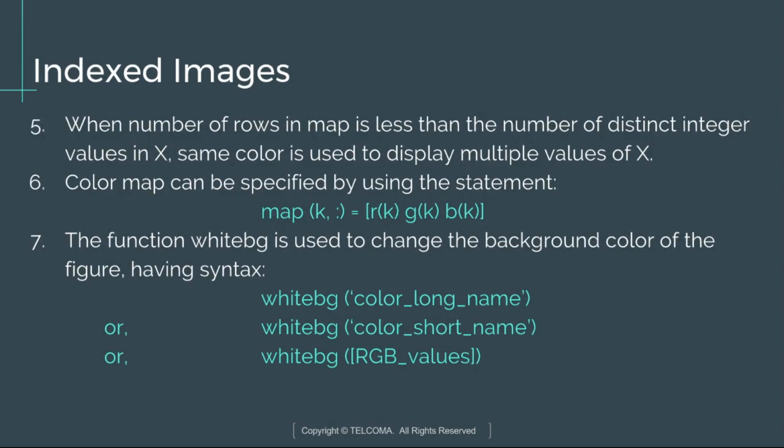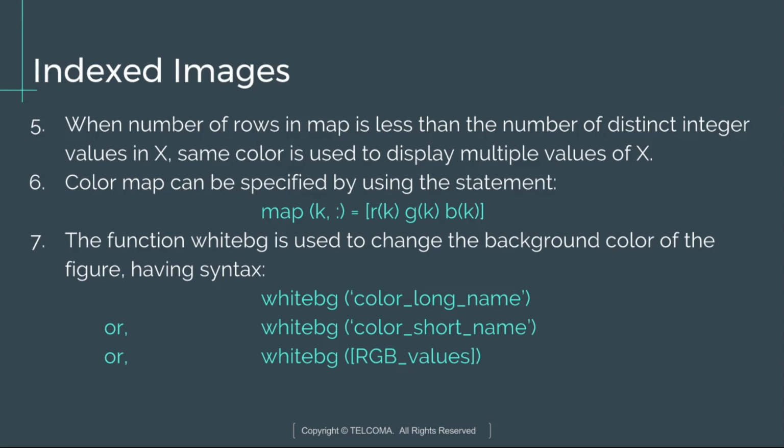When the number of rows in map is less than the number of distinct integer values of x, the same color is used to display multiple values of x. Color map can be specified by using this statement map(k, :) = [rk gk bk] in square bracket. So the right side of this equation are RGB values that specify one row of a color map. The map is filled out by varying the values of k.